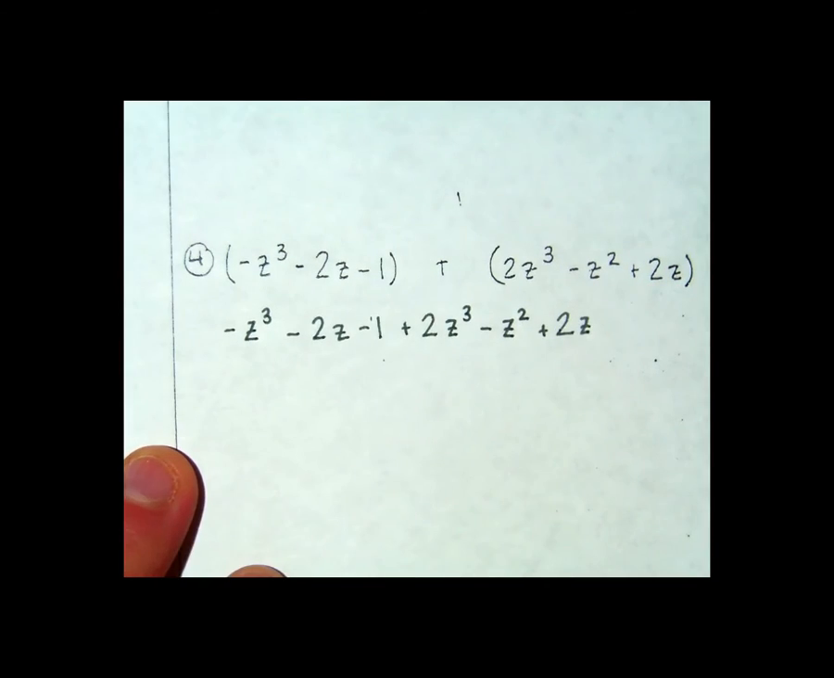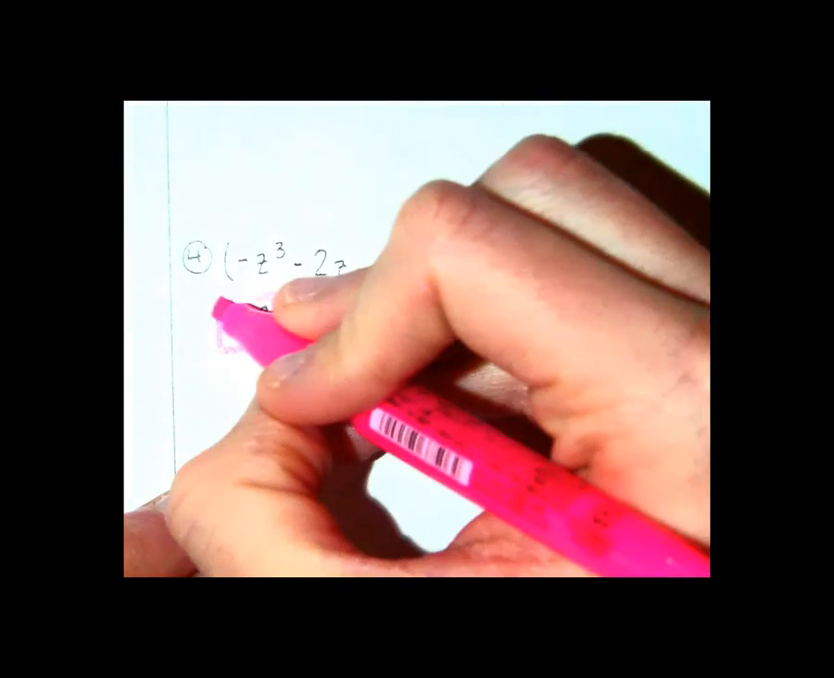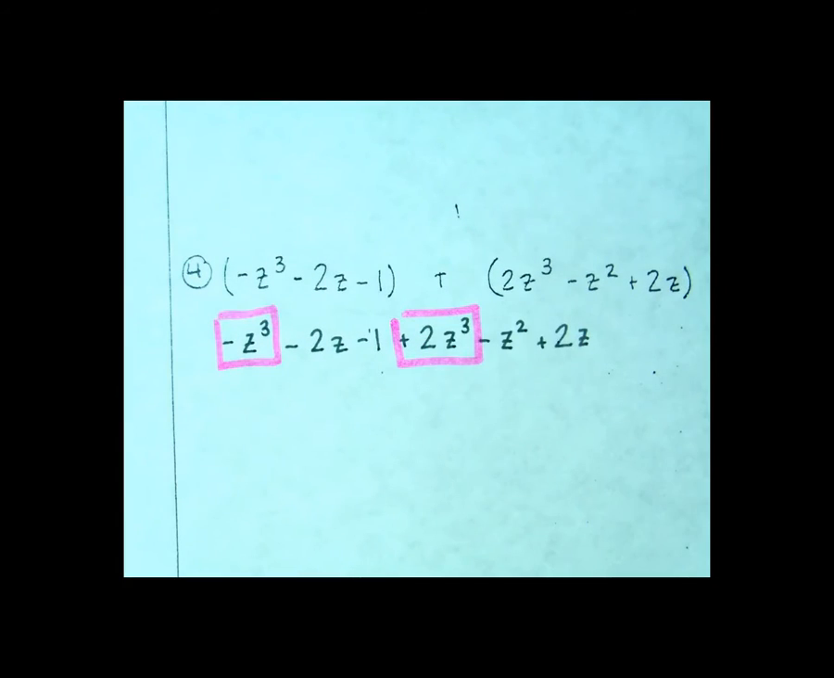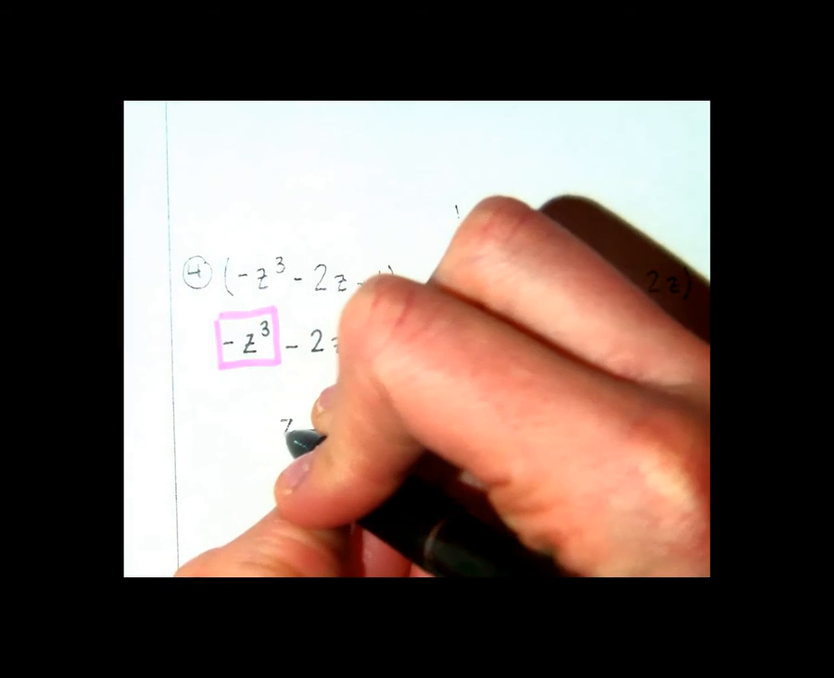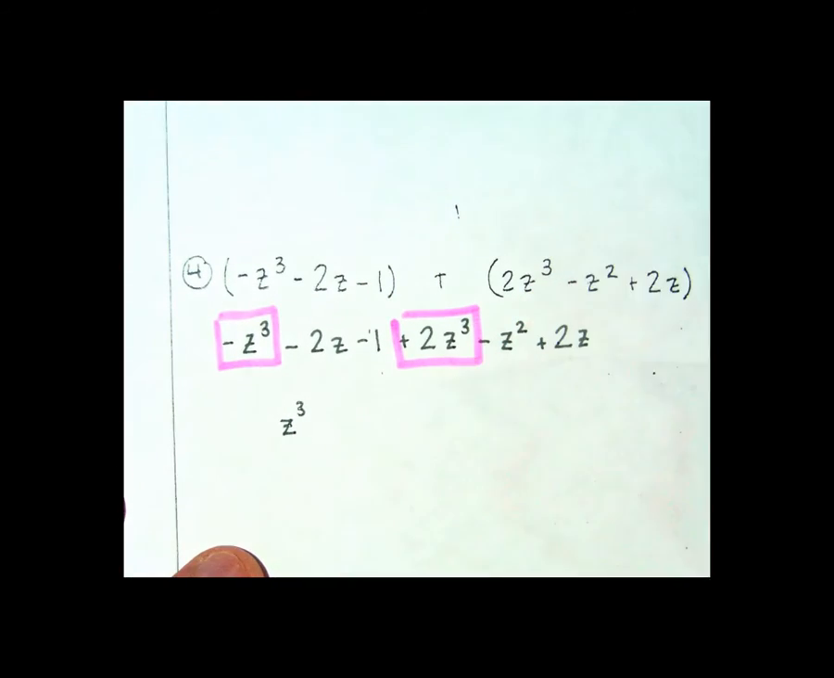Okay. Do we have any other like terms? Negative z to the third. Does it have a like term? Negative x and 3x. What is negative z to the third plus 2z to the third? Remember, it's got a 1 here. What is negative 1x plus 3x? 1z to the third. Do we have to put a 1? No.